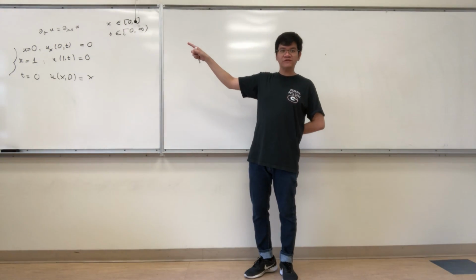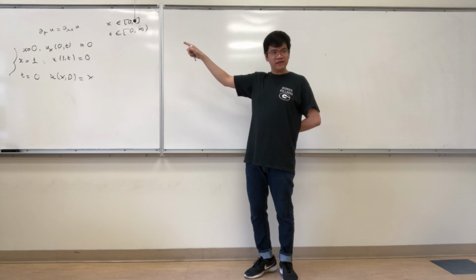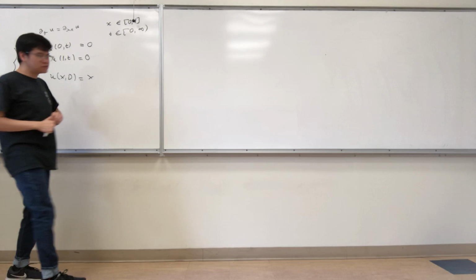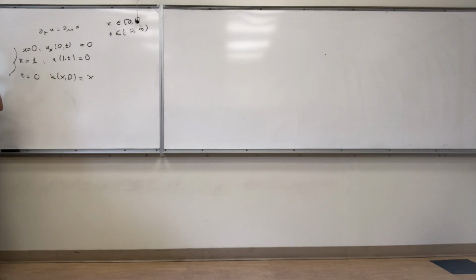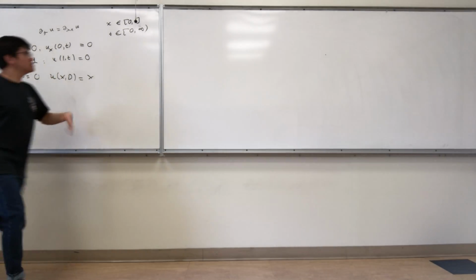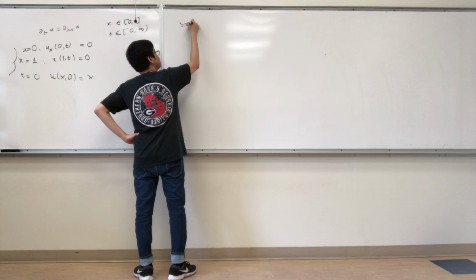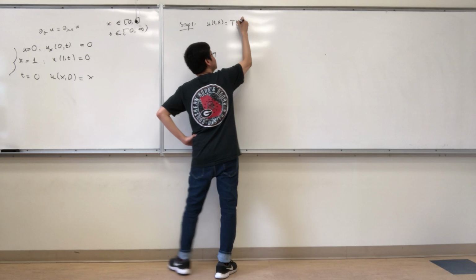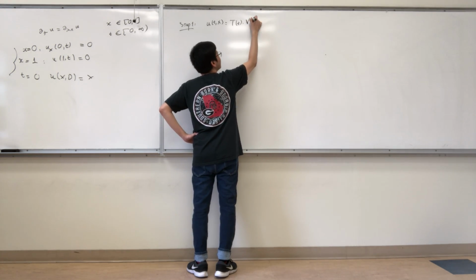So you have the first derivative in t equal to the second derivative in x. You have three conditions, all right? Two boundary conditions and one initial condition. At x equal to 0, u(0, t) is 0, and at x equal to 1, u(1, t) is 0, and when t is 0, you have the initial condition to be x. So step number 1, you do splitting: u(x, t) is T(t) times V(x).